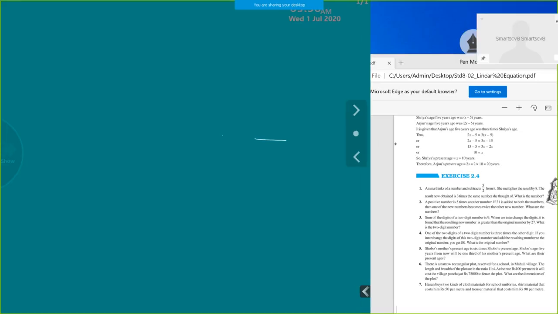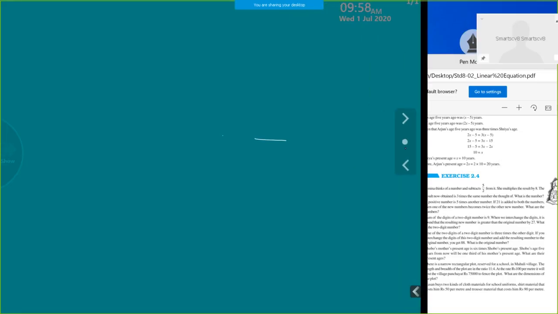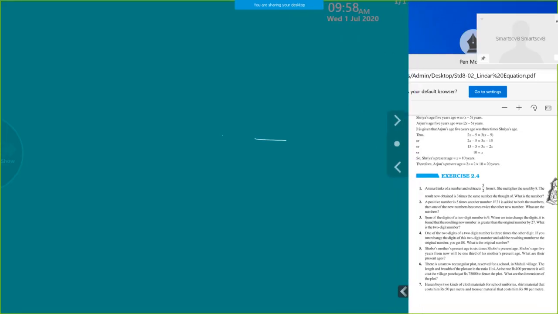Let us begin with the first session, that is linear equations in one variable. We have to start the exercise 2.4. I hope all of you remember what is linear equation and how to solve it.